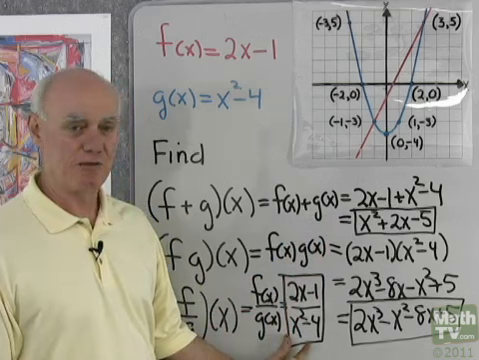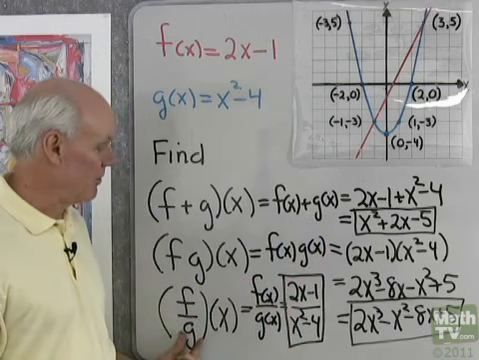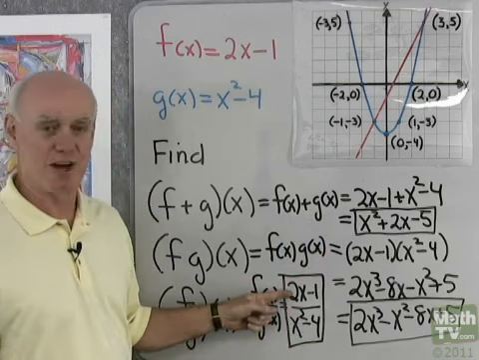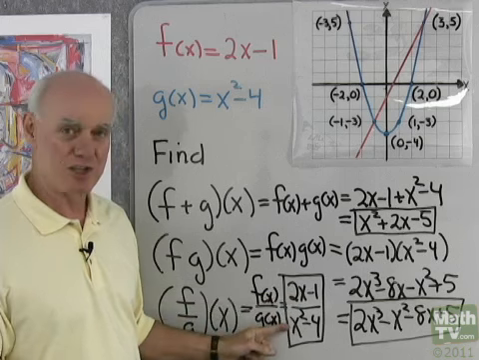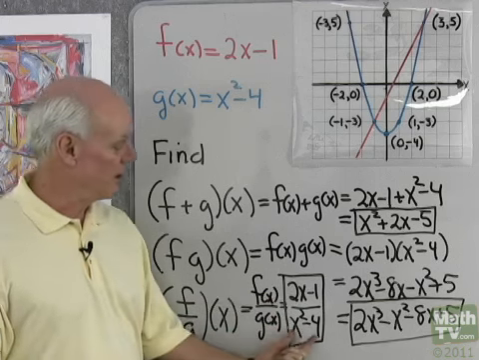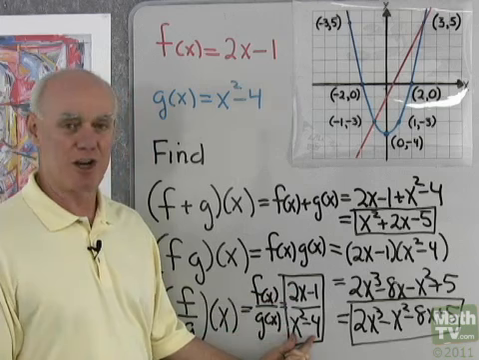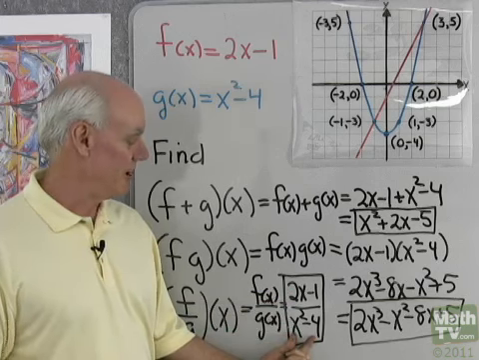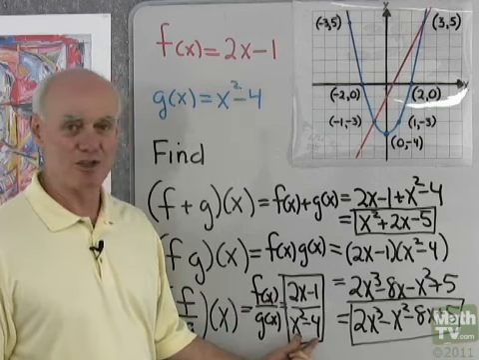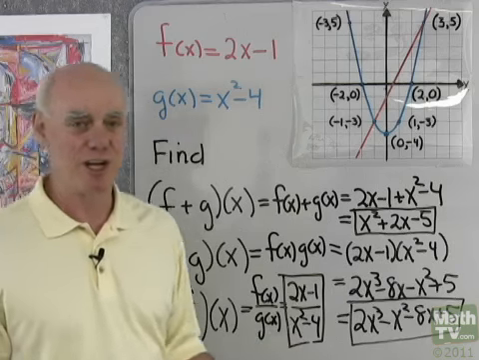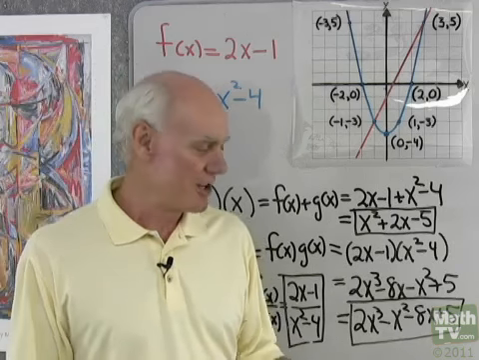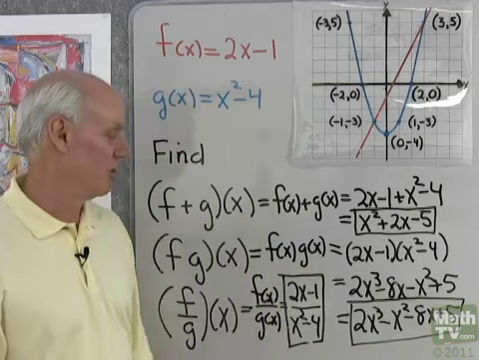Here's where you have to be careful. This new function, f over g, even though this function is defined for all values of x, and so is this one, their quotient right here now has g of x in the denominator. So you can't use any values of x that are going to make this denominator 0, so we have to eliminate 2 and negative 2 from the domain. So that's the only thing you have to be careful of here when you form these new functions.